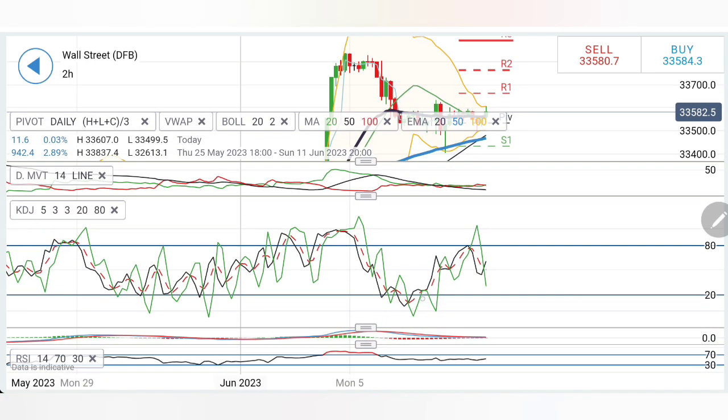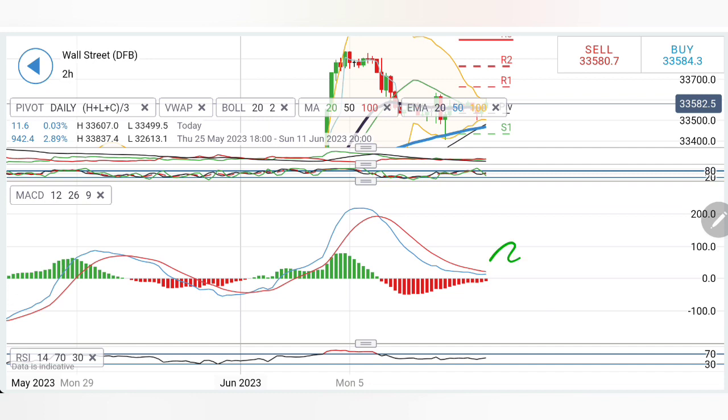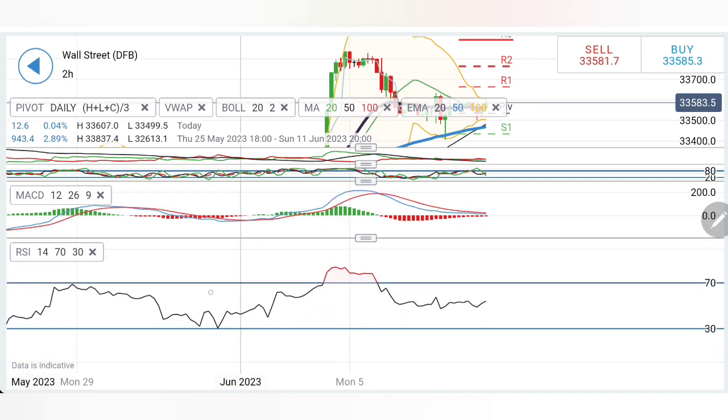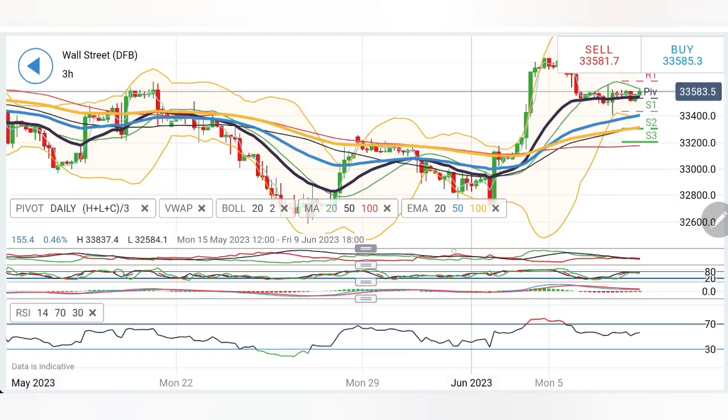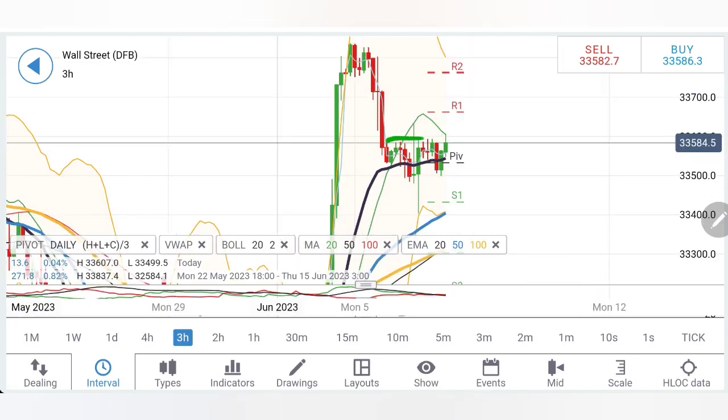Directional movement crossing over for a buy, stochastic rising, MACD also looking forward to converge crossover for a buy. It is not yet crossed over. RSI flat, and on the 3-hour chart, similar is the observation. Resistance there is very strong at around 33,600 levels, hence above which a little more rise, but 33,660 you should watch out for. Beyond that, just stay long. We are going to look at 700, 800 levels.